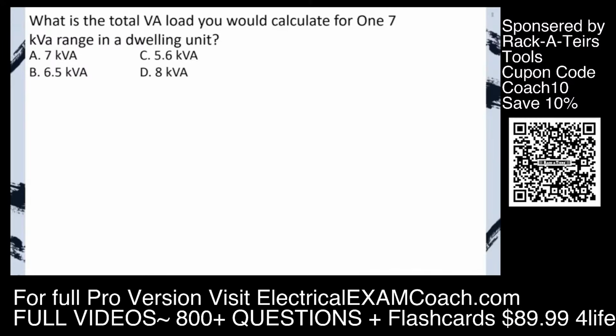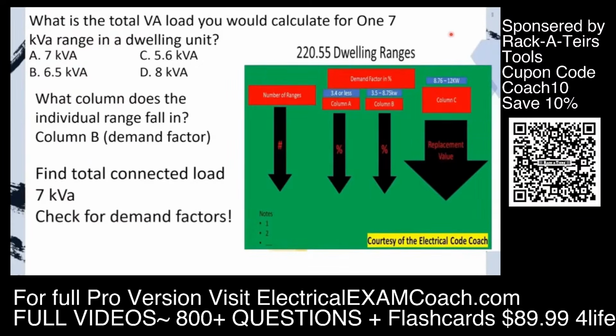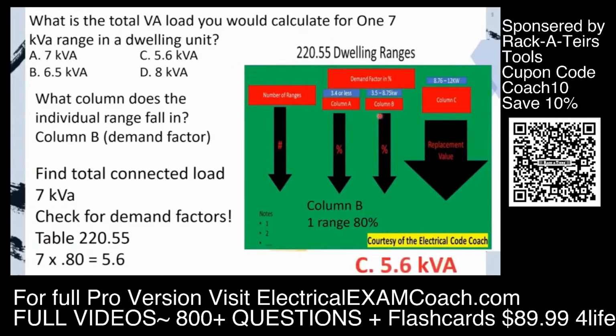What is the total VA load you would calculate for 1 7 kVA range in a dwelling unit? First off, let's find out what column we're using. Our individual range falls into column B. Now let's find our total connected load. Well, in this case, it's just 1 range, so the total connected load is 7. Now, let's check for demand factors. When we head back to our table, we're going to start on the left-hand side and find our number of ranges. Then we're going to cross over and find our multiplier. And when we do that, we find that it's 80% for 1 range. Now, let's do the math. We take our 7 multiplied by our demand factor, and that gives us our new reduced load. And we select C.